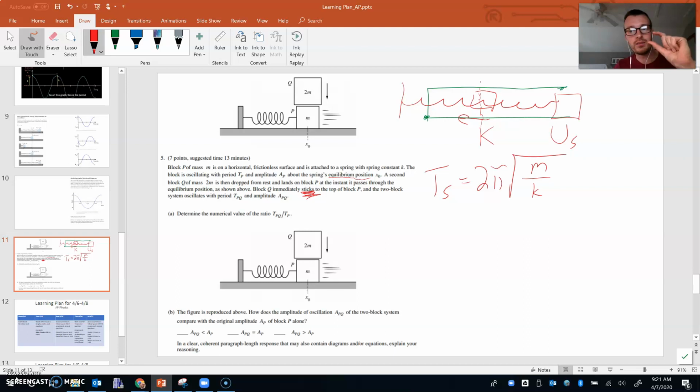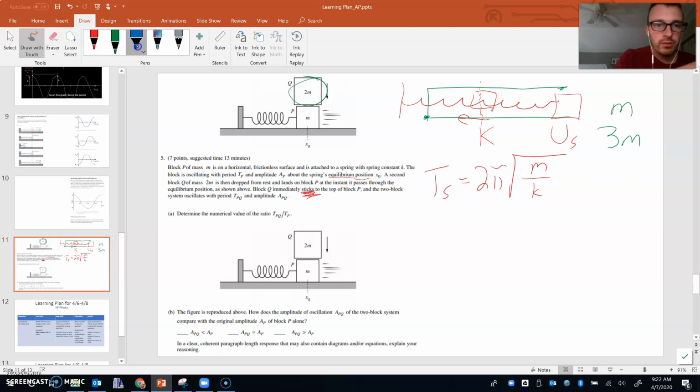All right. So the first question says, determine the numerical value of the ratio of the T_PQ, meaning the period of the two blocks combined together, compared to the original period. So how much different is the period after we add this 2m? Well, let's consider this factor of change that we've heard so much about. The factor of change is our system's mass was originally 1m, and then if this block of 2m sticks to the block of 1m, we now have a total mass in our system of 3m.